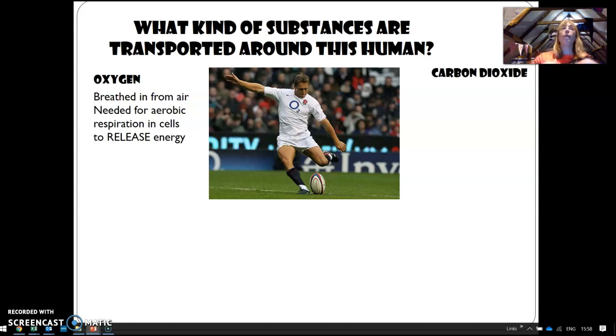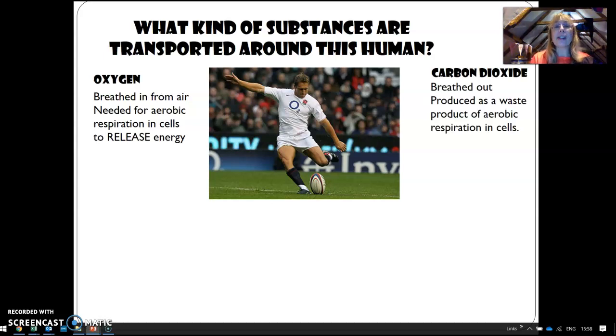And then, of course, we breathe out carbon dioxide. So that comes from our body and gets transported around from our cells, and eventually we breathe it out. So this is, in fact, the waste product of aerobic respiration. Remember, you've got glucose plus oxygen produces carbon dioxide and water. Just thinking about oxygen, remember what percentage of air is oxygen? It's 21%. 78% is nitrogen, 21% is oxygen, and less than 1% is carbon dioxide.